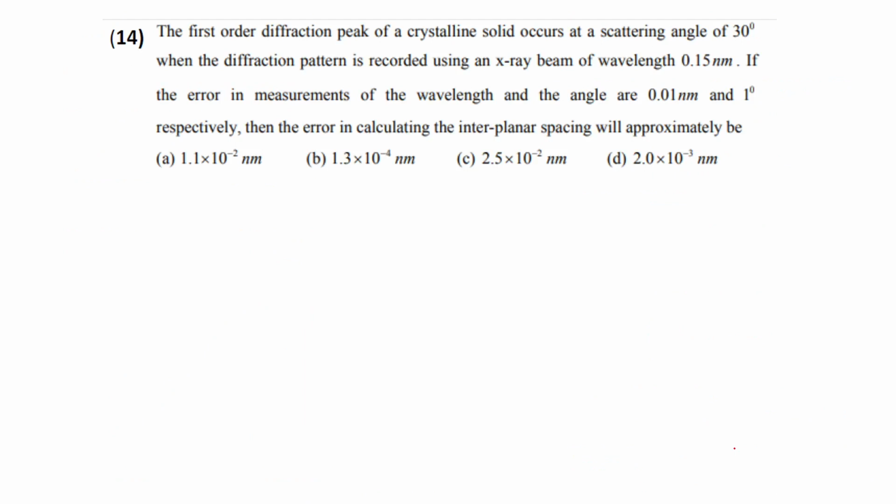We'll go to another problem. For the first order diffraction peak of a crystalline solid, the scattered angle is 30° when the diffraction pattern is recorded using an X-ray beam of wavelength 0.1915 nanometer. If the errors in measurements of the wavelength and the angle are 0.01 nanometer and 1 degree respectively, then the error in the calculated interplanar spacing will be approximately.